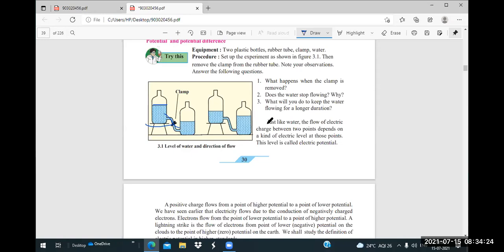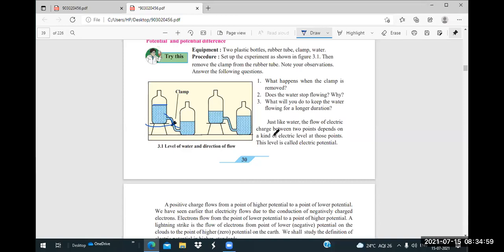Okay. So from this we understand that the flow of electric charge between 2 points depends on a kind of electric level at those points. This level is called electrical potential. Getting it? Just like the water, if there is a difference between their heights, then only it can flow. Here also it is the same thing. It depends on the kind of electric level. Means here also there is a height for the flow of electricity. That difference between the points is called the electric potential. Got it, students?